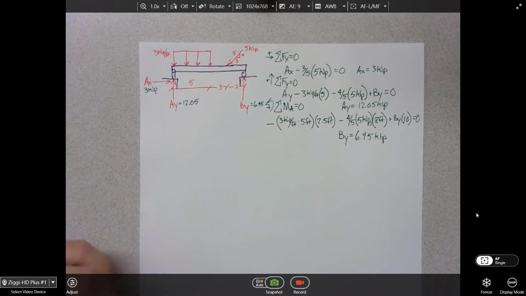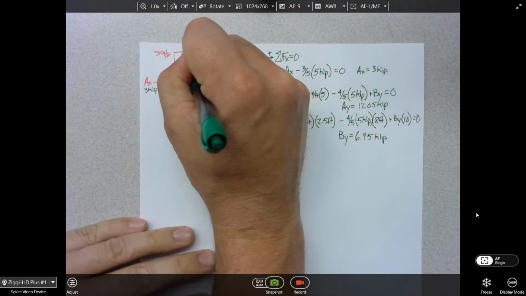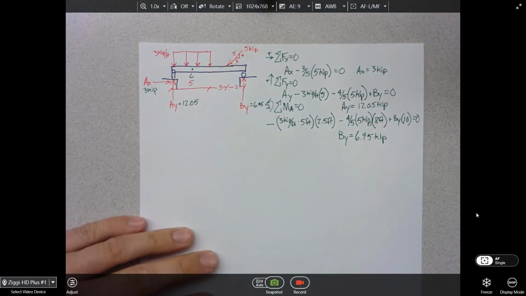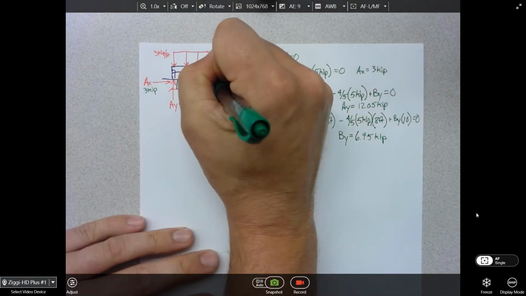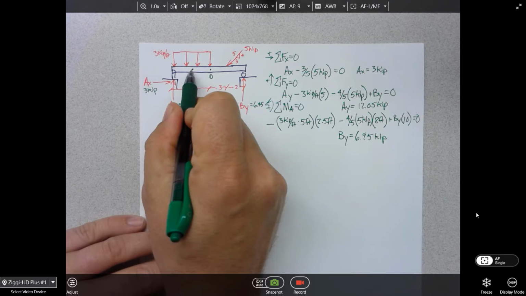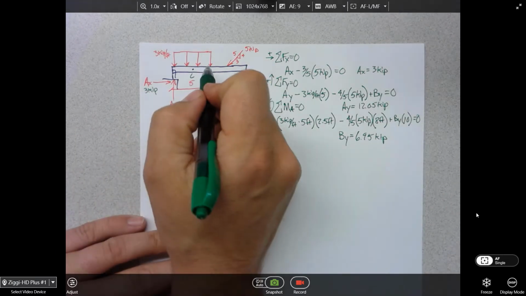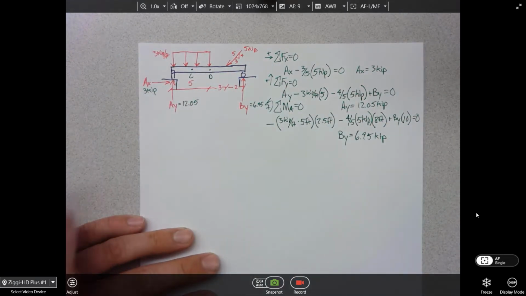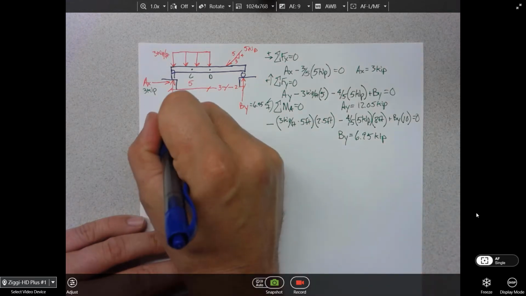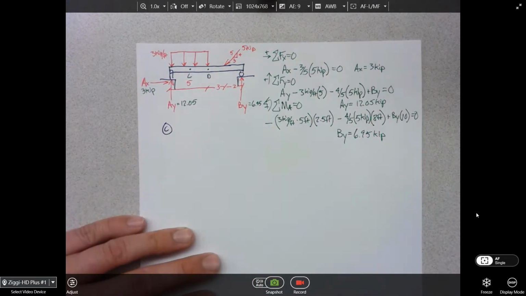All right. Let's do a couple different spots on this one. Let's do point C, which I'm going to say is halfway through. And let's do point D, halfway through the distributed load. And let's do point D, which is halfway through the B. Okay? So let's draw a free body diagram at C.